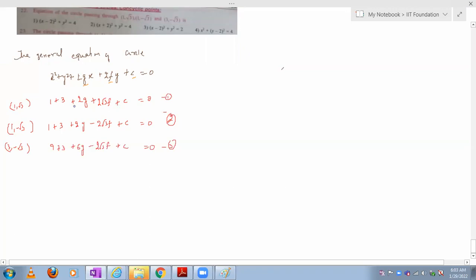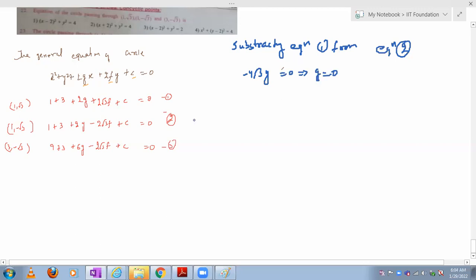Now I'll subtract this equation from this equation so that I can eliminate this c and 2g. So, subtracting equation 1 from equation 2, what will you get? Minus 4 root 3 f. This 1 plus 3 cancels, 2g cancels, minus 4 root 3 f is equal to 0, you get. That means f is equal to 0, right?